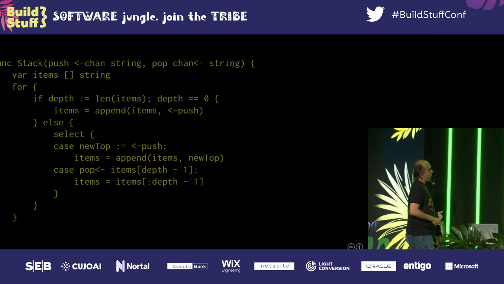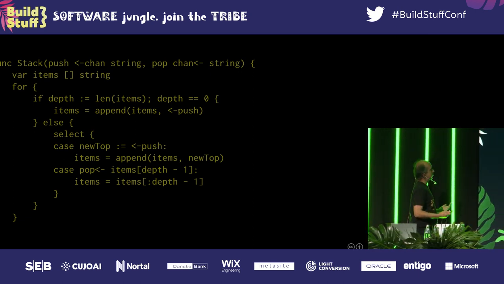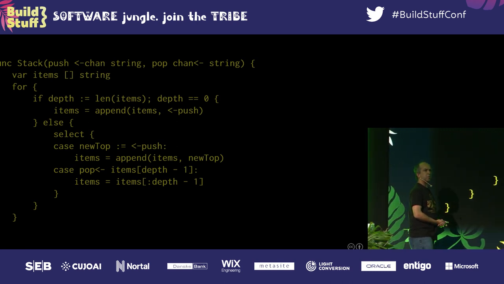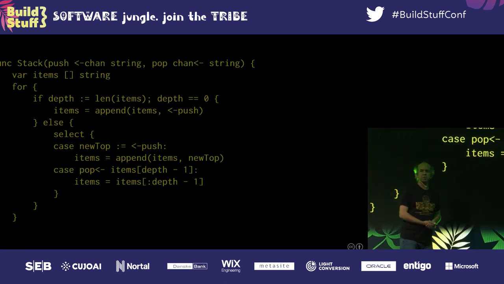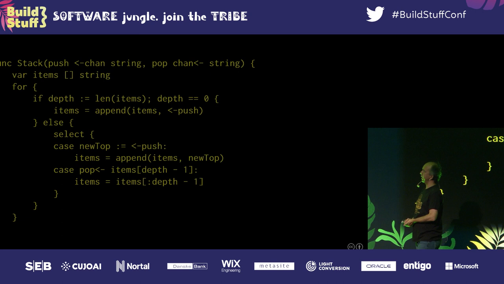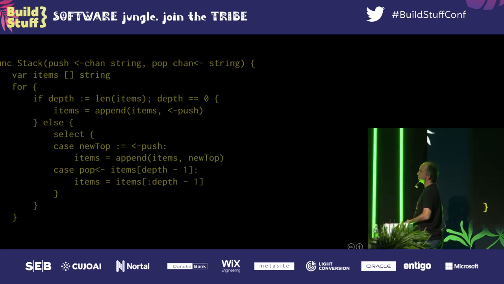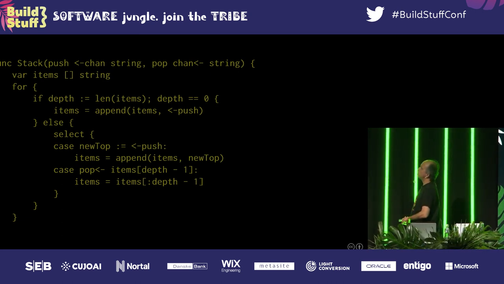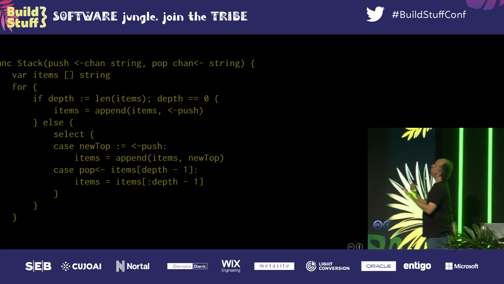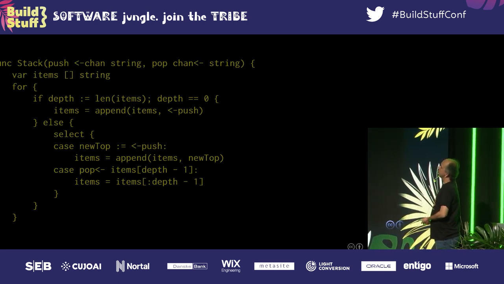Now, this is all very nice, it's very iterative, it's very procedural. Go is a very procedural language. If you're wondering about the paradigm, Go is a procedural language with a few extras added on top. It's not an object-oriented language, it's not a functional language, predominantly procedural. But it has this idea of channel-based programming.